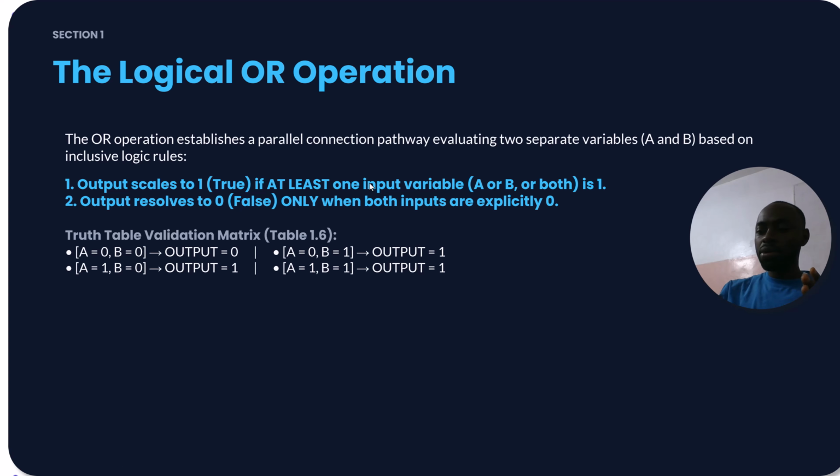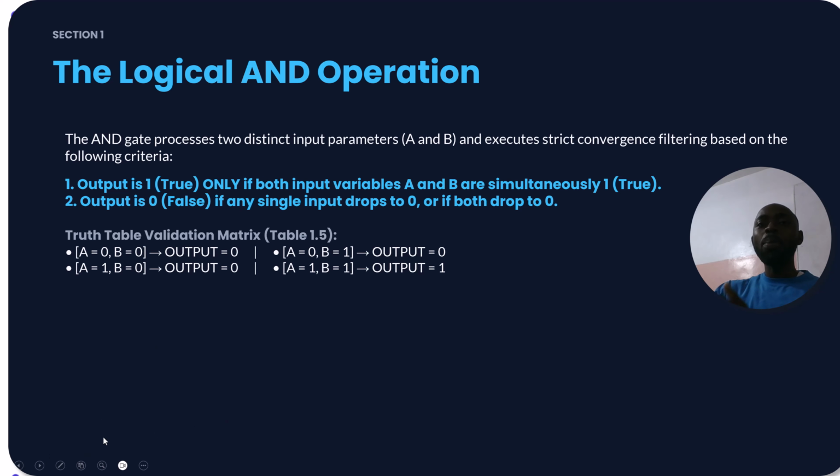So in an AND operation, both inputs must be 1 simultaneously for you to get an on output. If you look at the example that we have here, if you have A which is 0 and B which is 0, the output will be 0 because they are both in an off or false state.